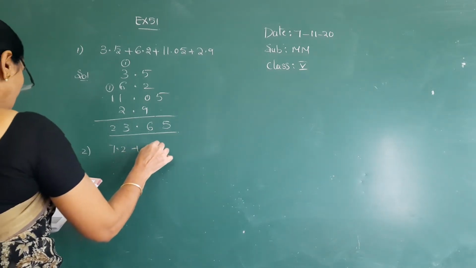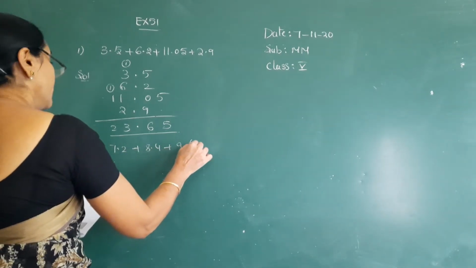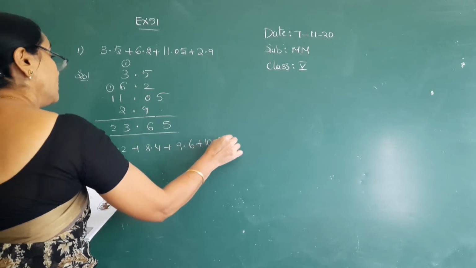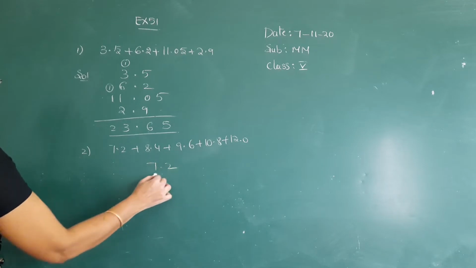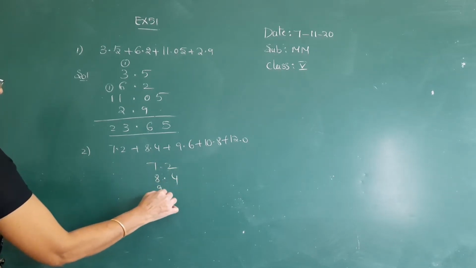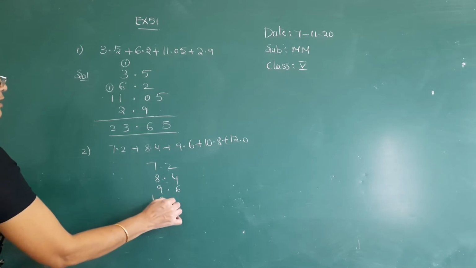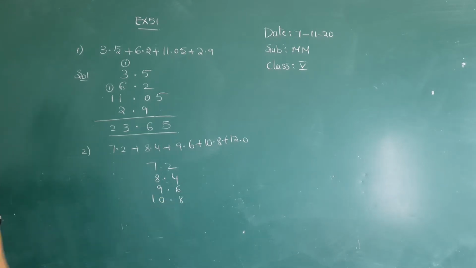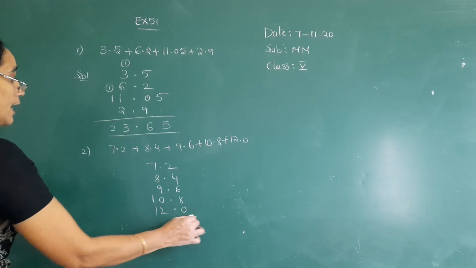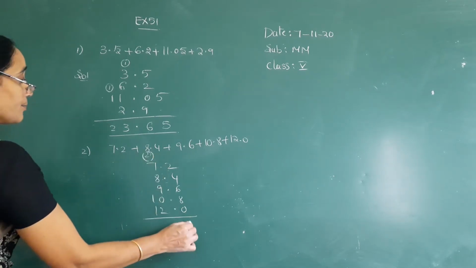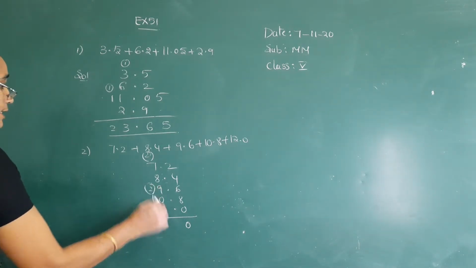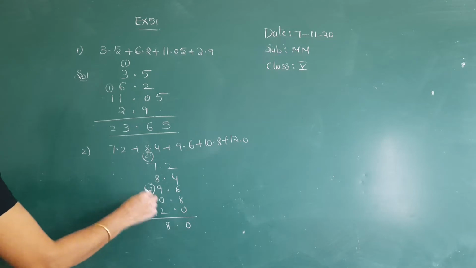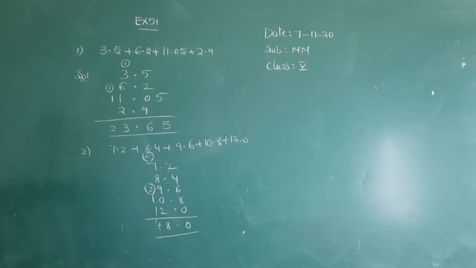7.2 plus 8.4 plus 9.6 plus 10.8 plus 12.0. So 7.2, 8.4, 9.6, 10.8, whole under whole, decimal under decimal, 12.0. Add it, this is 20. So 10 and 18, 28. Point under point, you have to keep 4, 48.0.